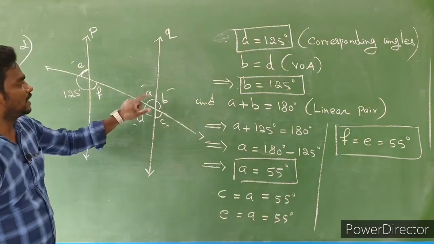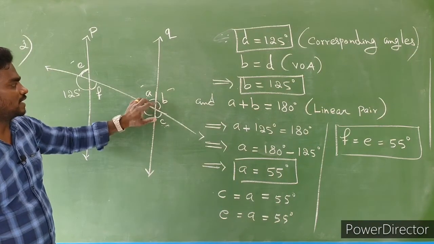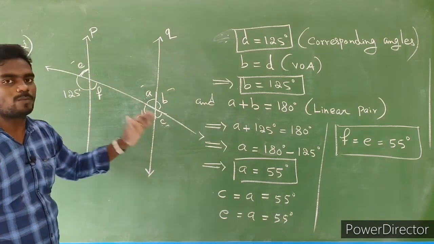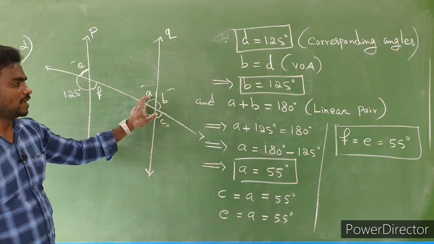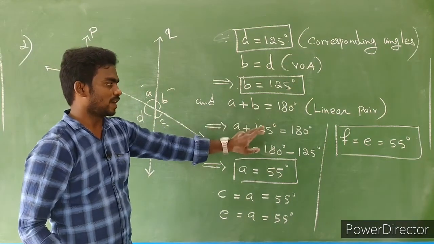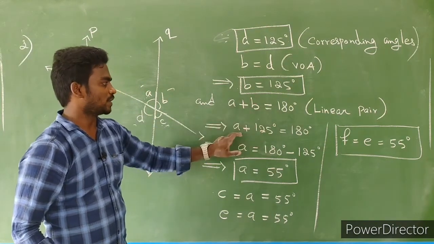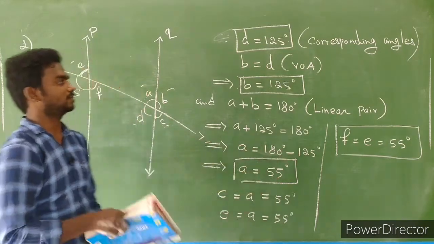That means angle A and angle B are a linear pair because these are adjacent angles and non-common rays are on opposite sides. So this is a linear pair. A plus B is equal to 180 degrees. So we already know the value of B is 125 degrees. So A is equal to 180 minus 125, which is 55 degrees.